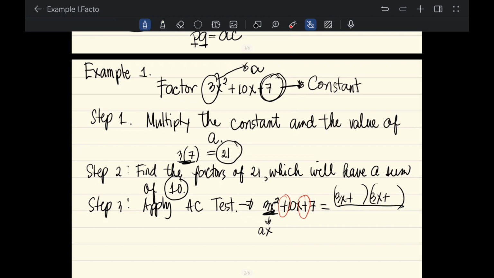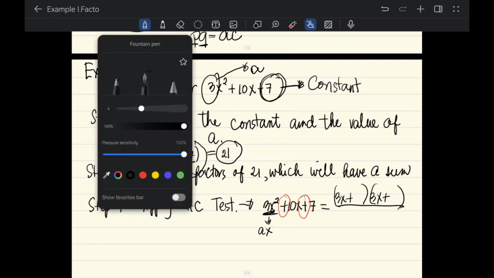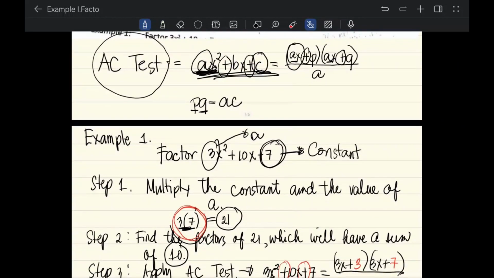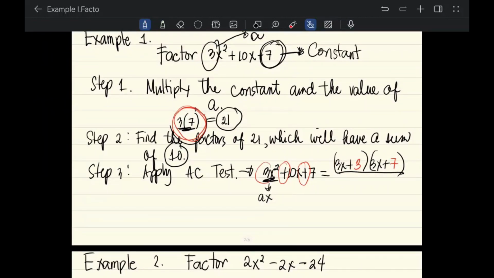Next is to write the factors. Our factors are 3 and 7, so we write them here, 3 and 7. Now after that, in the AC test, the whole factor is divided by the value of a from ax squared. So our value of a here is 3. So we are going to divide this by 3.